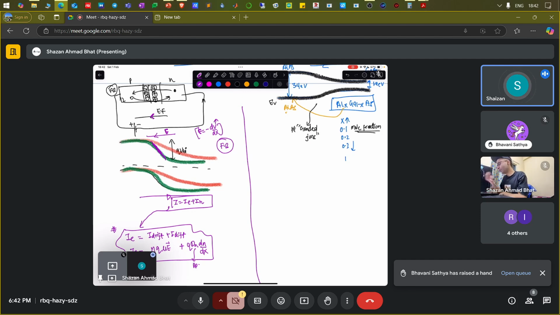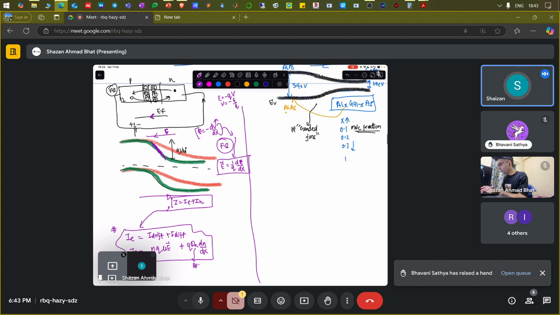And how do you convert potential into energy? You know that energy is minus q times potential. So you can write potential as minus E by q. So you can write this in terms of energy. That means the electric field will be equivalent to 1 over q times dE/dx. So the gradient of the energy band diagram gives you the electric field.